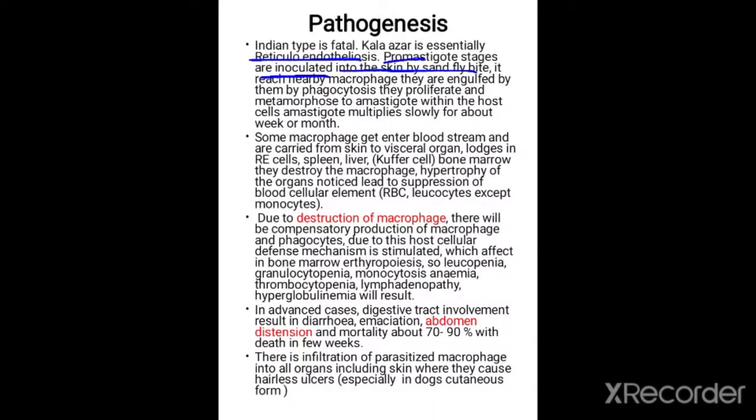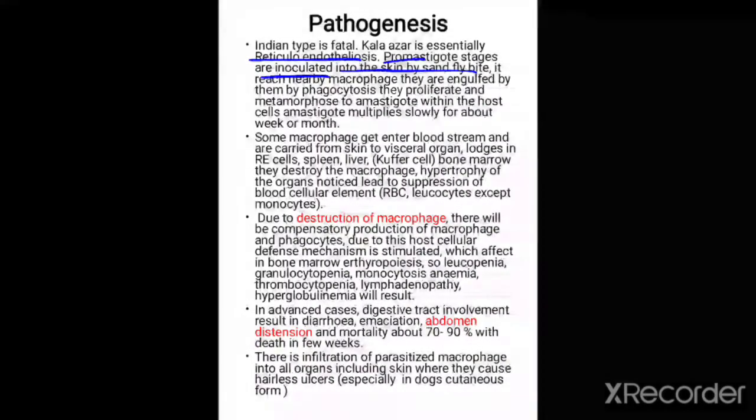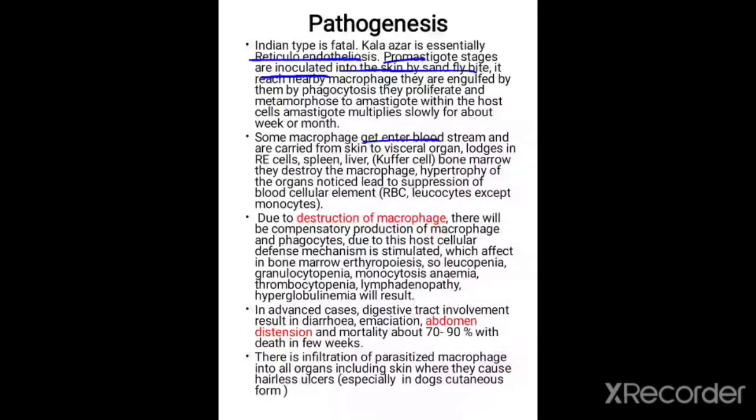An amastigote multiplies slowly for about a week or a month. Then some macrophages enter the bloodstream and are carried from the skin to visceral organs, lodging in the reticuloendothelial cells, spleen, liver, Kupffer cells, which are the macrophages of the liver, and bone marrow, and they destroy the macrophages. Hypertrophy of the organs is noticed, leading to suppression of blood cellular elements, which include RBCs and leukocytes, except monocytes. Due to destruction of macrophages, there will be compensatory production of macrophages and phagocytes.